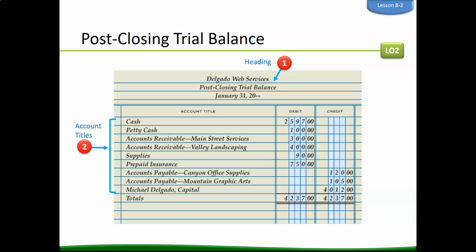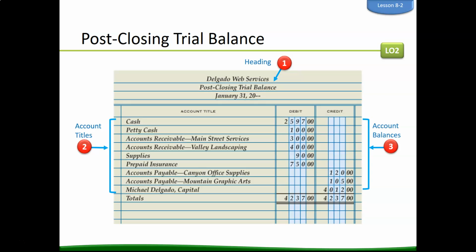Then we're going to list out the account titles. You would get these from your general ledger, and you're only going to list account titles that have a balance in them. So this includes our assets, which again, you can see: cash, petty cash, accounts receivable, supplies, and prepaid insurance. Our liabilities, which is our two accounts payable in this instance, and then your capital. These all have balances remaining in the general ledger accounts.